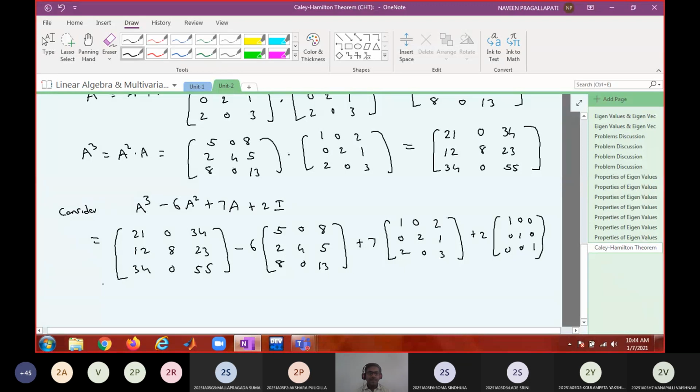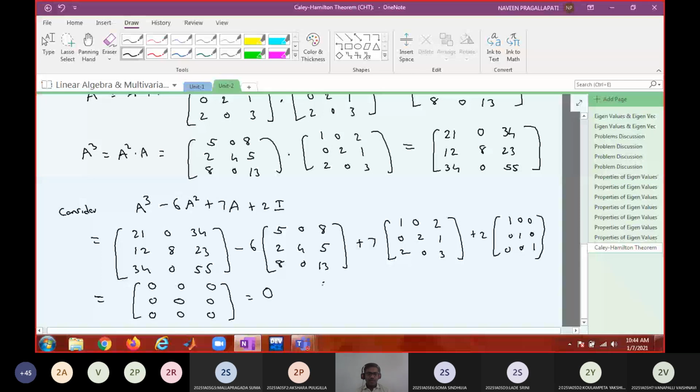What should be the expected answer? So 21 minus 30 plus 7 plus 2. So 21 plus 7 is 28, plus 2 is 30, minus 30 is 0. Similarly, if you notice, the remaining entries will also be 0. So this is nothing but the null matrix.